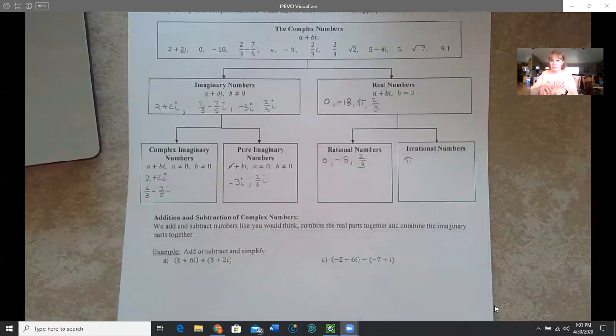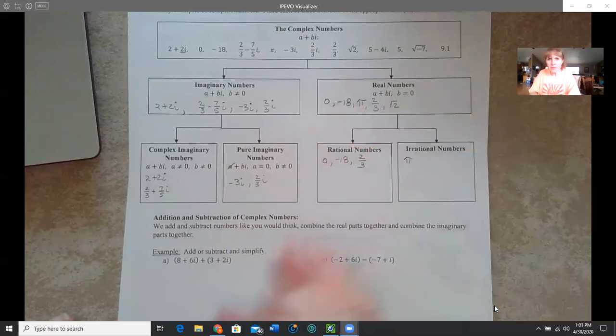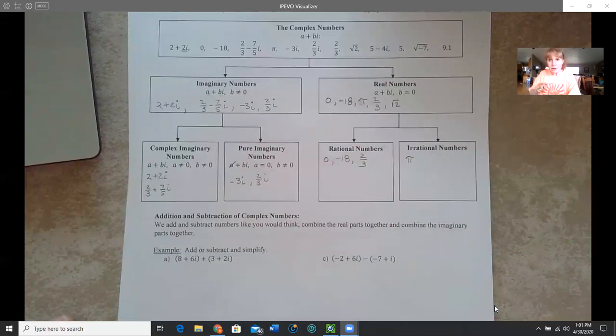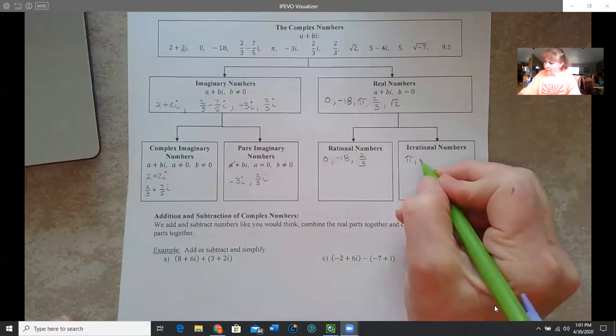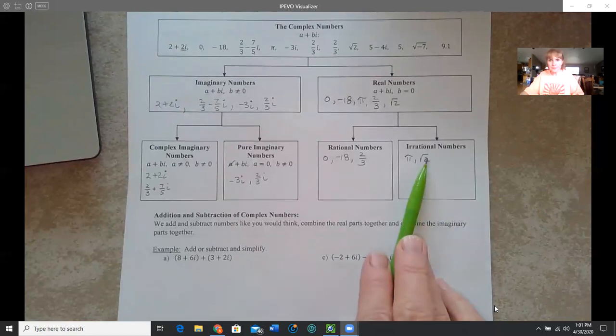Square root of 2, no i. Square root of 2 is a real number. It's just a real number, and it's irrational. Any of your radicals that cannot be reduced, square root of 2, square root of 3, square root of 5, square root of 7, square root of 11, square root of 13, all of these would be non-repeating, non-ending decimals. So this is considered irrational.